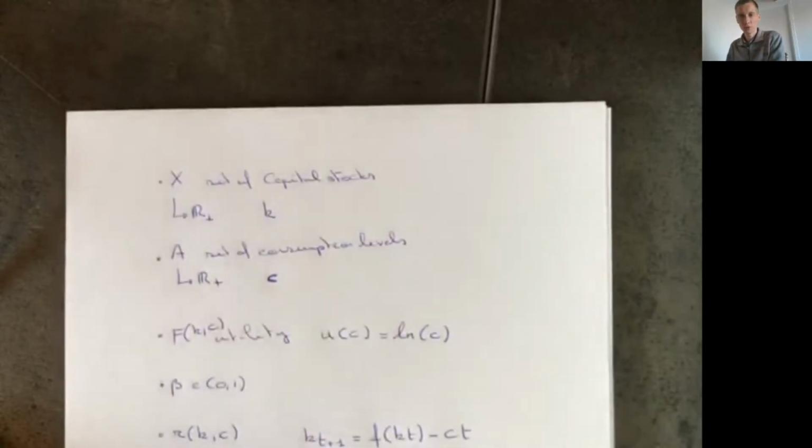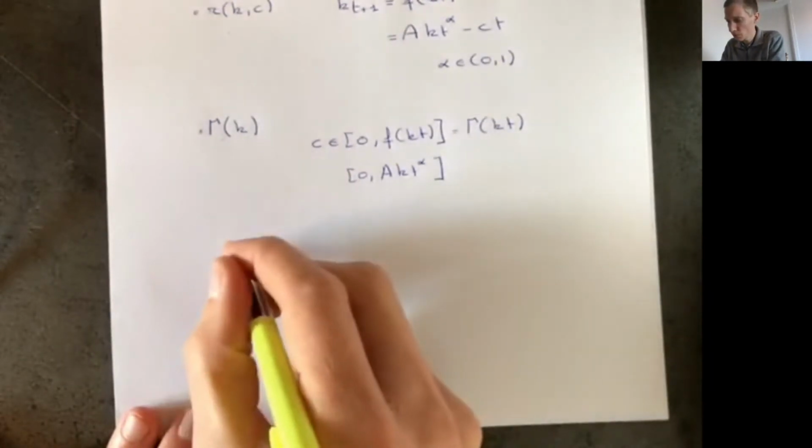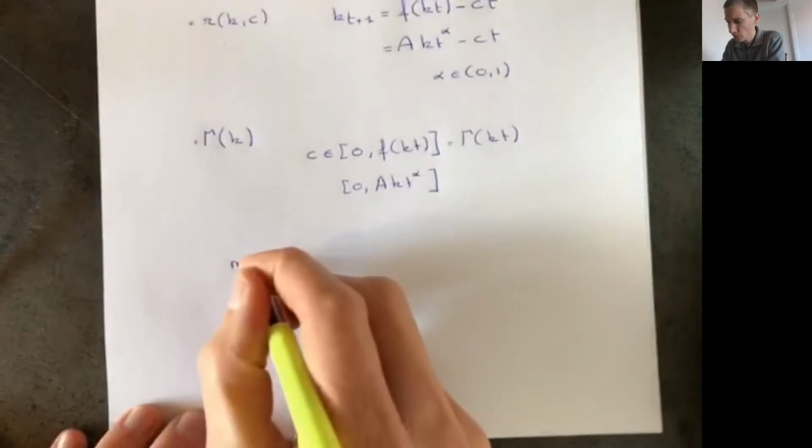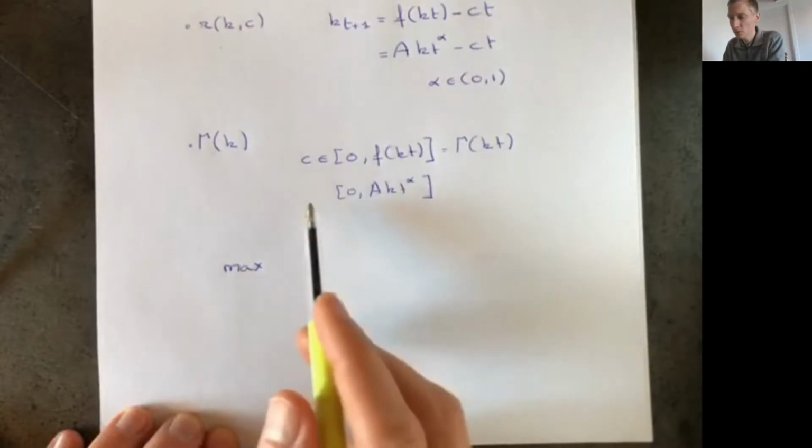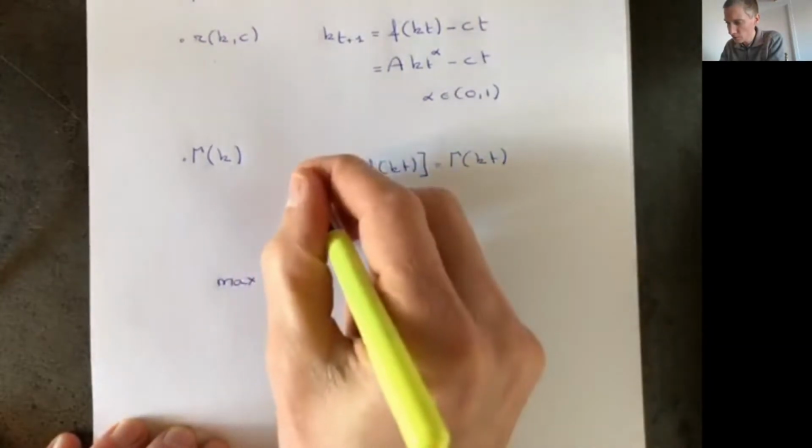Okay, so this is the problem. So given all these ingredients, how does our problem look like? Well, we're going to maximize. So what are we going to maximize over? Well, over all consumption levels.